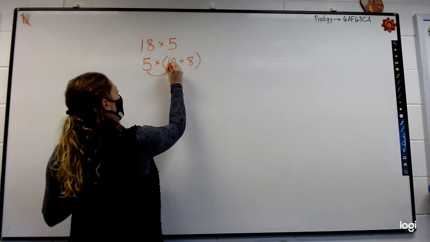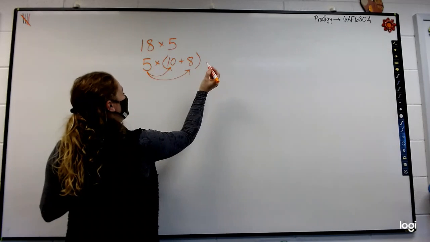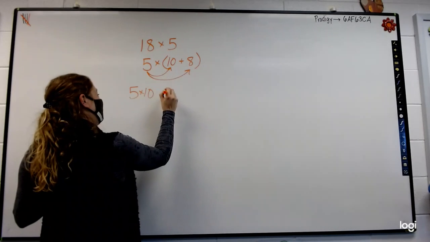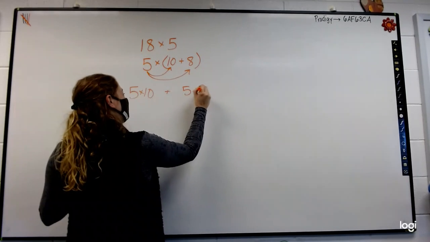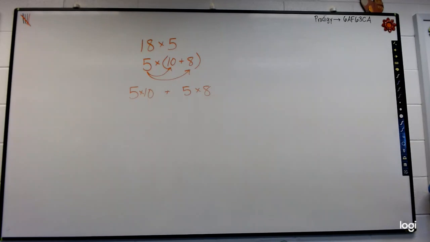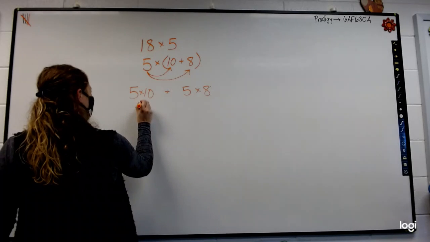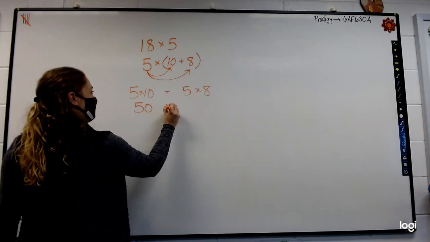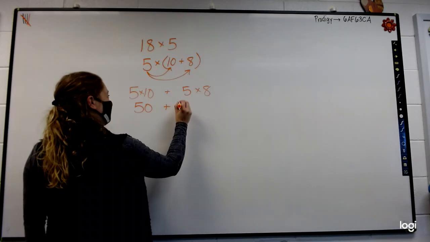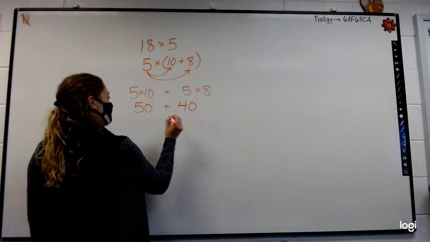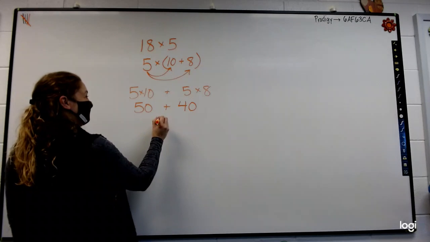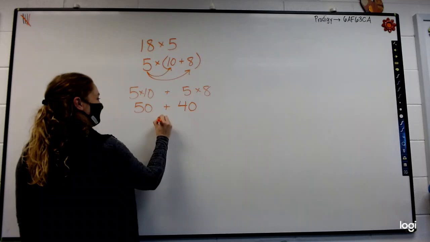So now we know we do 5 times 10 and 5 times 8, which we have been rewriting as this, right, on our practice sheet. What is 5 times 10? Angie? 50. And what is 5 times 8? Hayden? 5 times 8 is 40. So 50 plus 40, who's got my final answer? Josiah? 90.